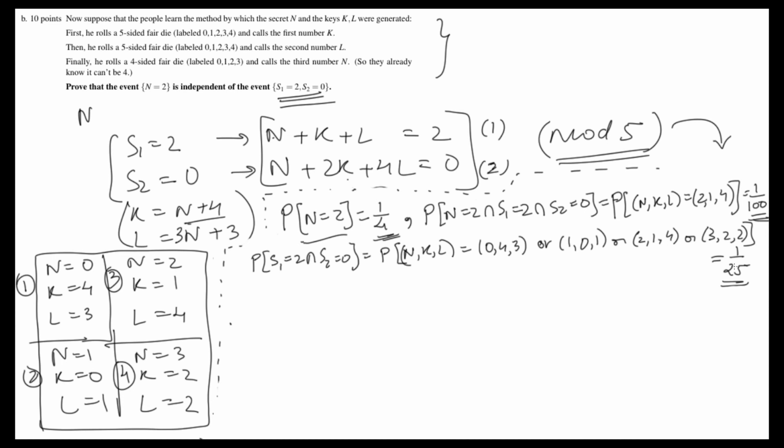Do we have enough information now to know whether the event N is equal to 2 is independent of the event S1 is equal to 2, S2 is equal to 0? Let's find out. What is the probability of N is equal to 2 times the probability of S1 is equal to 2 intersection S2 is equal to 0? Just from above we have 1 over 4 times 1 over 25, which is equal to 1 over 100, which is exactly the probability of N is equal to 2 intersection S1 is equal to 2 intersection S2 is equal to 0.